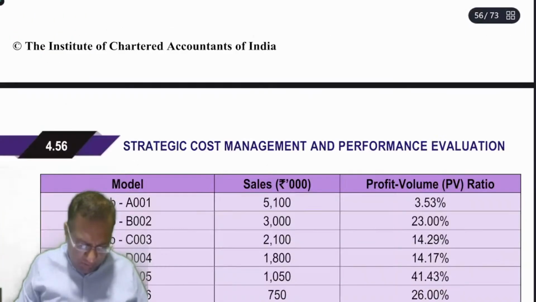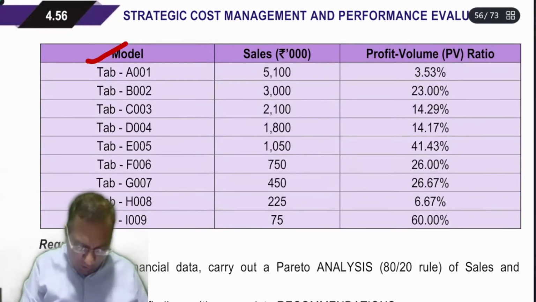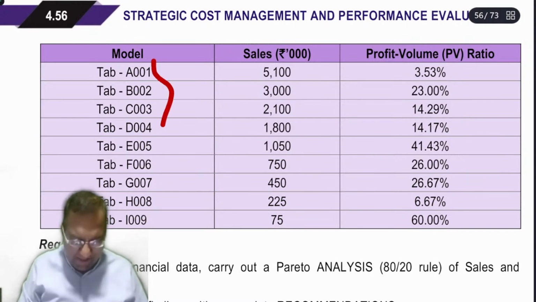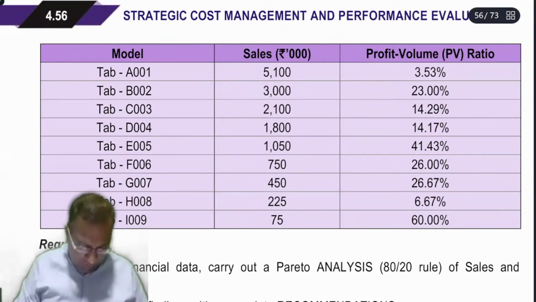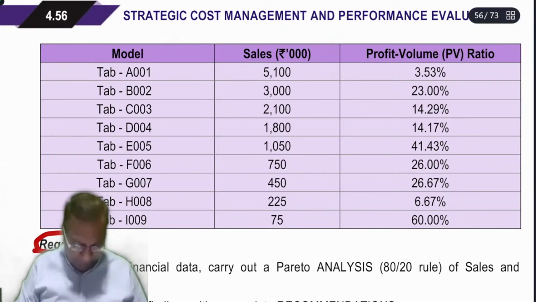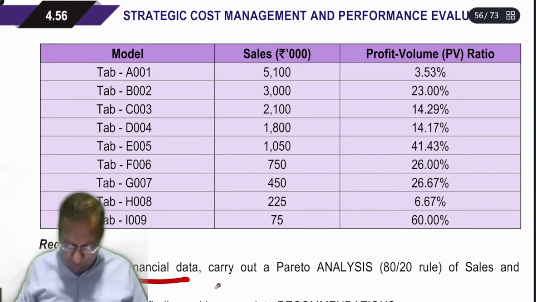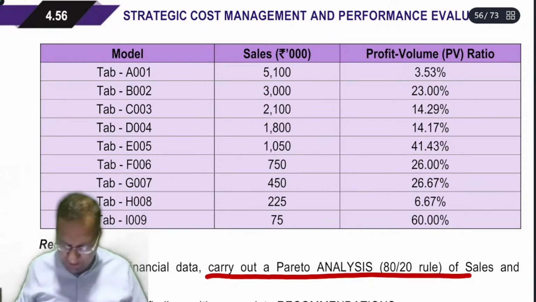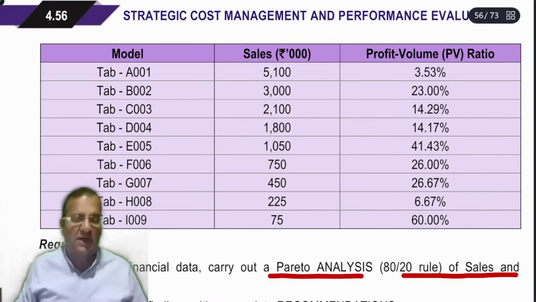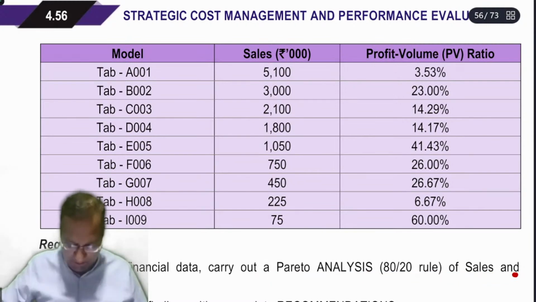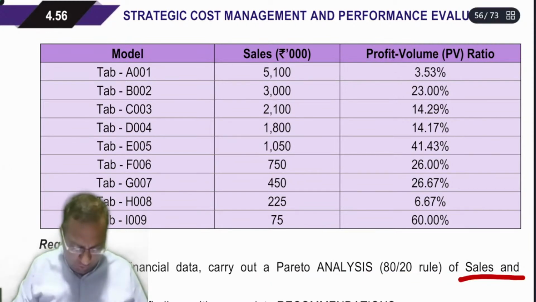What are the details they have given? They have given the models 1, 2, 3, 4, 5, 6, 7, 8, 9. Total 9 models are there. You have been given the sales. You have been given the profit volume ratio. Now, requirement part number 1. Using the financial data, carry out a Pareto analysis of sales and contribution. So you have to make a Pareto analysis chart, that is the 80-20 rule, of sales and contribution.